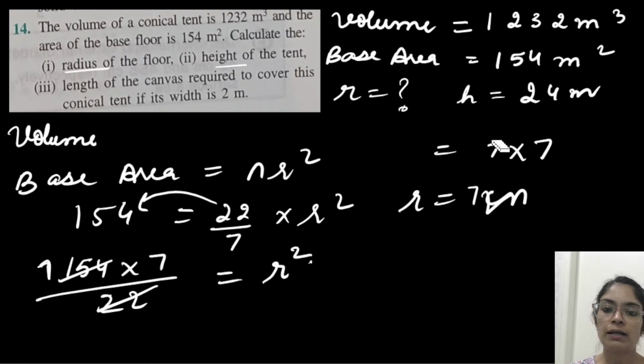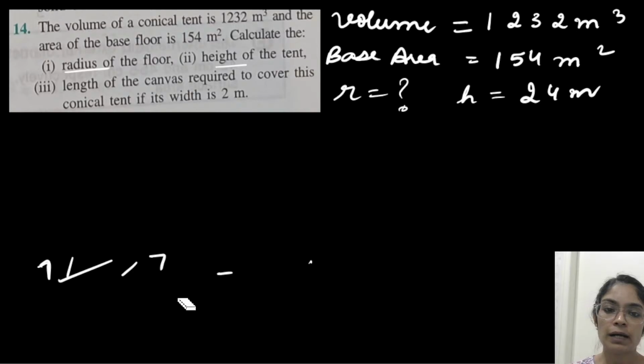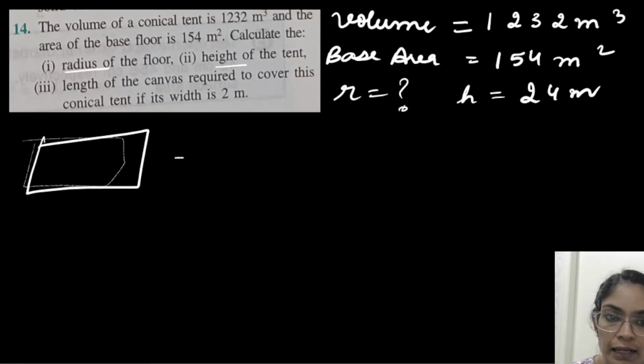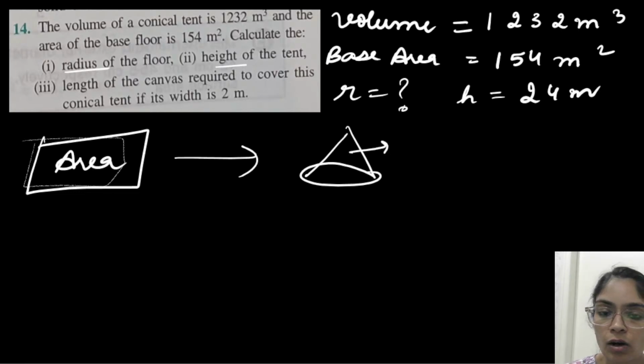So the last part of the question we will do. I'm just going to clear this. In the last part of the question they are asking what length of the canvas. See, canvas sheet means a rectangular sheet. So the sheet they want to use to cover the heap, cover the cone. Same concept: the area of the sheet is equal to the area of the cone.